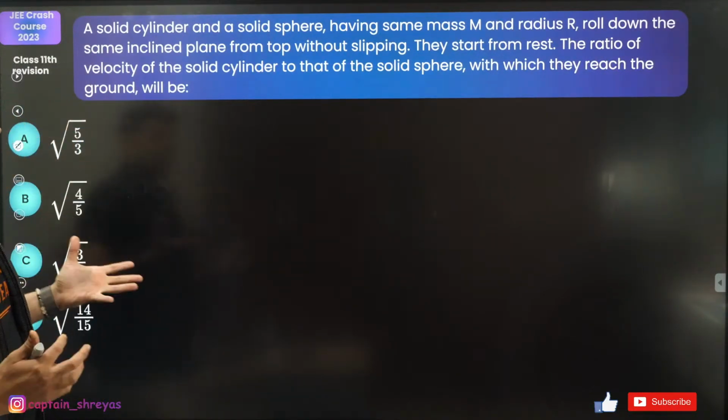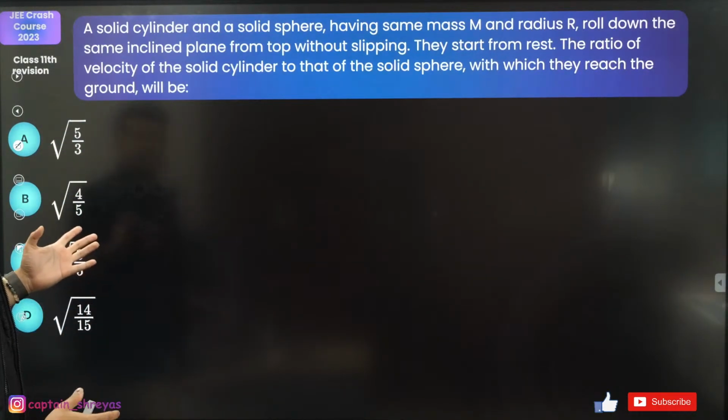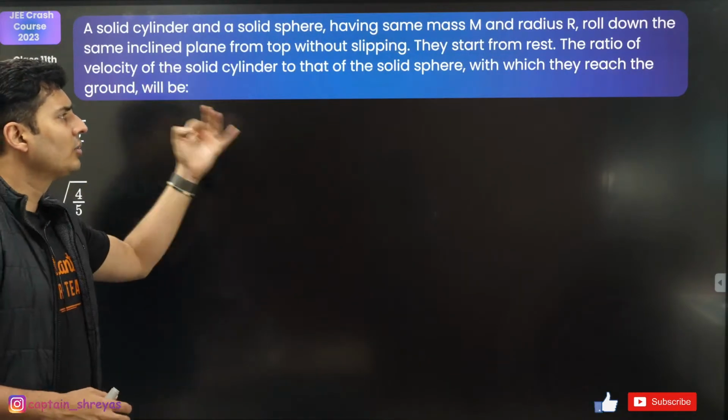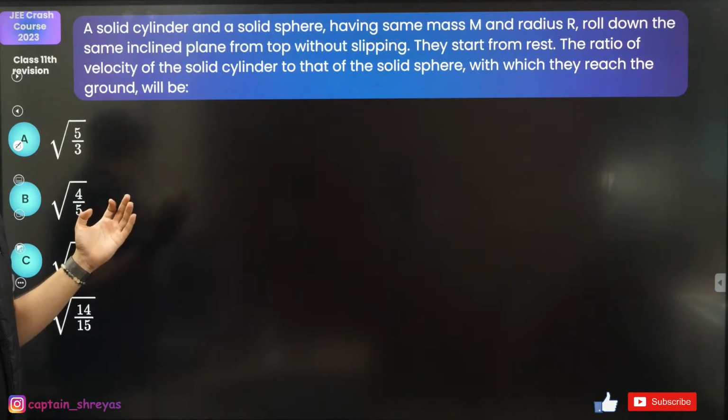Solid cylinder, solid sphere, same mass, same radius, rolls down. They start from rest. What will be the ratio of the speed of the solid cylinder to that of the solid sphere when they reach the ground? That's the question.